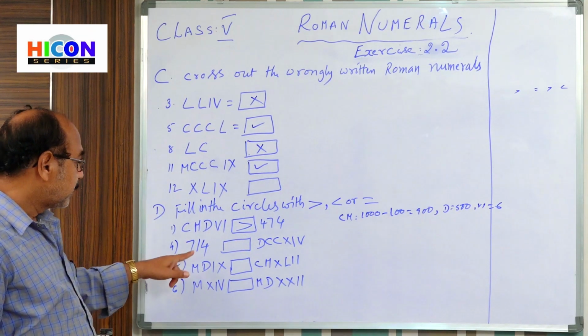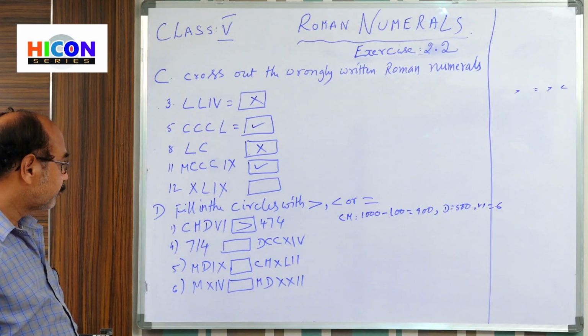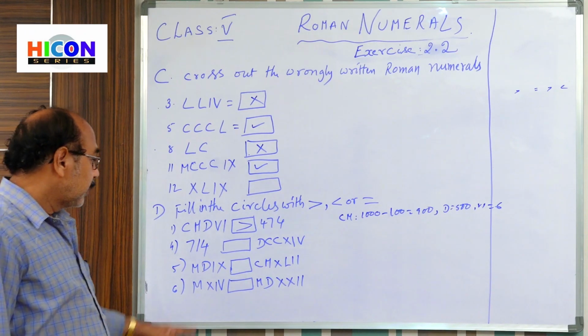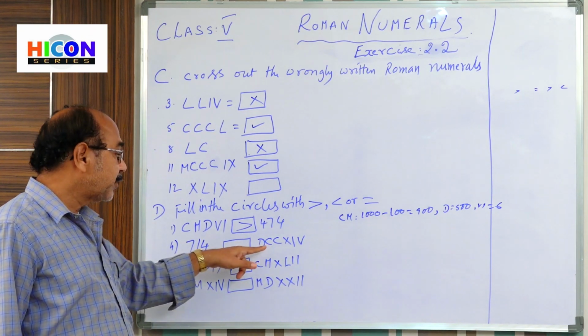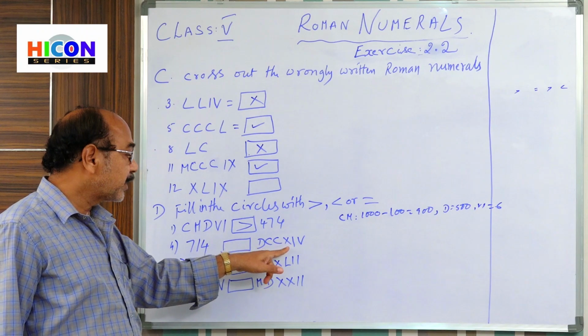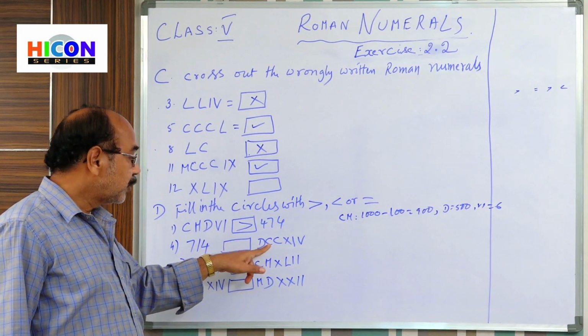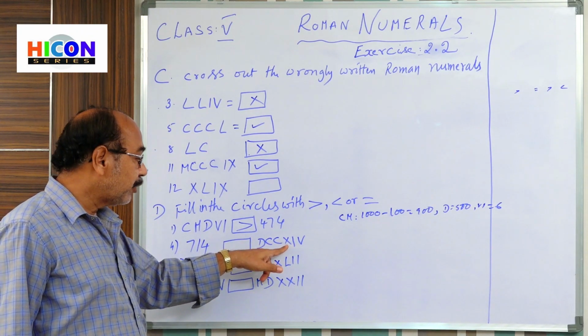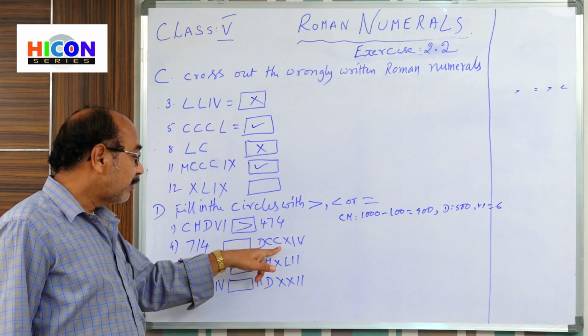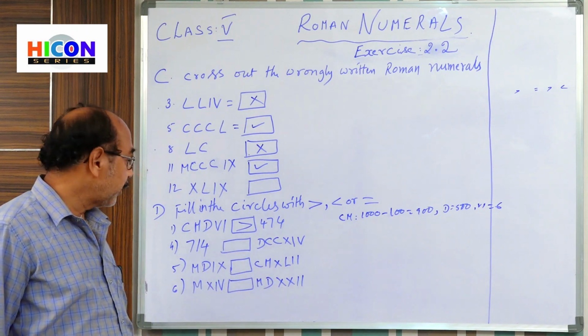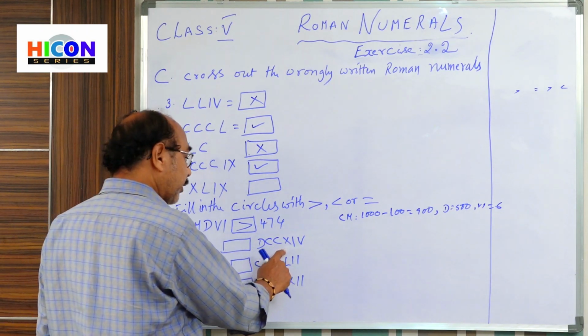Next, 714. This is what? Left side number, Indo-Arabic number 714. Right side number, Roman number: D, C, C, X, I, V. D means 500. C means 100. C means 100. X is 10. IV means 4. So 500, 600, 700, 714. This is 714.